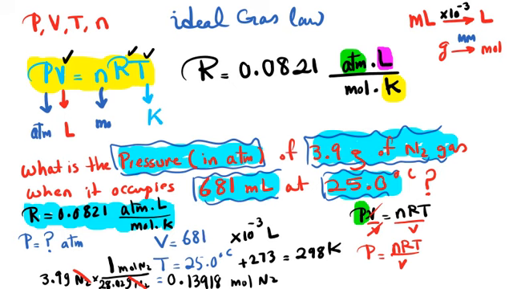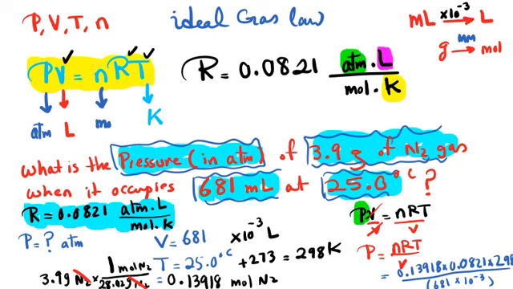Right now, I'm going to plug into the equation. So n is 0.13918, times R, 0.0821, times T, 298, divided by volume, parentheses 681 times 10 to negative 3. One thing I ask you to please pay attention to when you calculate problems like this: we are going to apply the sigfig rules. So we need to count sigfigs here.